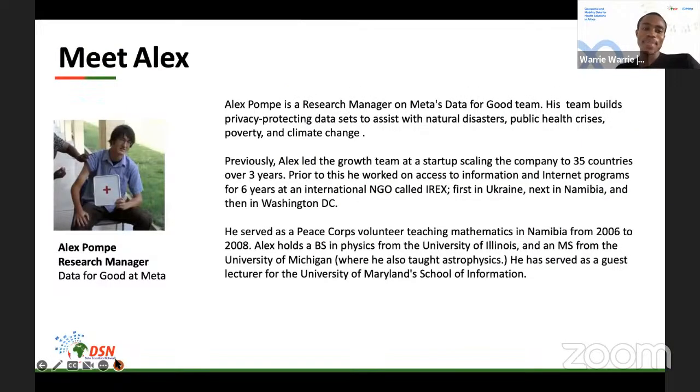So let us meet Alex. Alex is a research manager at Data for Good at Meta. Alex Pompey, as his full name goes, is a research manager on Meta's Data for Good team. His team builds privacy-protecting data sets to assist with natural disasters, public health crises, poverty, and climate change.